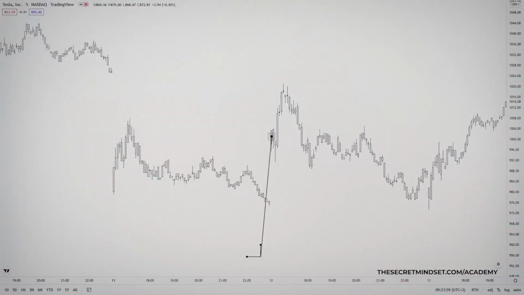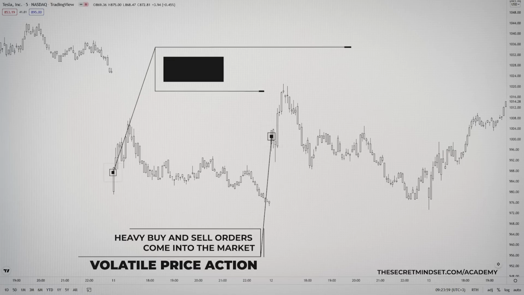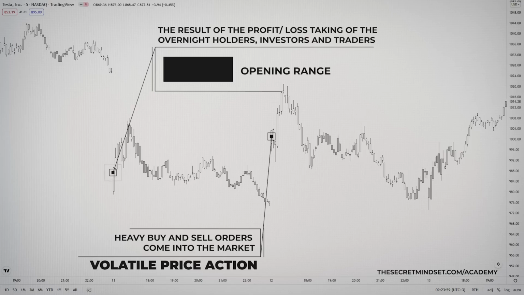Right at the market open, let's say the New York time, markets usually experience volatile price action that arises from heavy buy and sell orders that come into the market. This heavy trading in the first 5 minutes is the result of the profit or loss taking of the overnight holders, as well as new investors and traders.